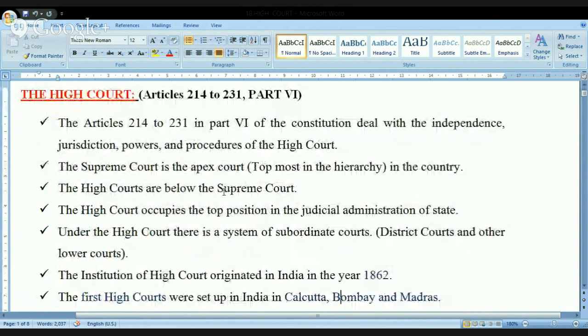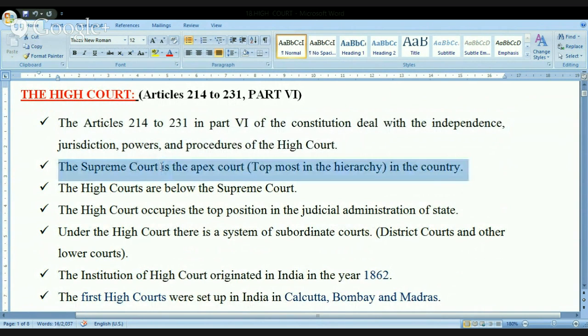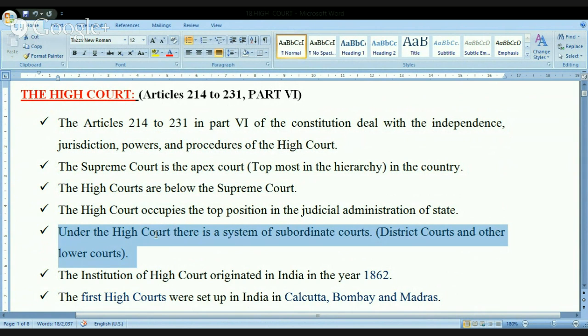So we are having a discussion. Look at this. These are the articles in Part 6 of the Constitution that deal with the independence, jurisdiction, powers and procedures of the High Court. Supreme Court is the apex court, we know this, and the High Courts are below the Supreme Court. The High Court occupies the topmost position in the judicial administration at the state level. Under the High Court, again, there is a system of subordinate courts. They are called district courts and the other courts.